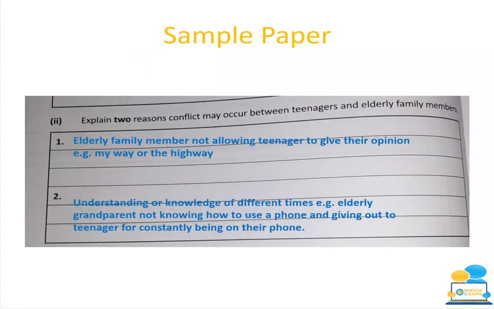Here is another sample paper. Explain 2 reasons conflict may occur between teenagers and elderly family members. So my first sample answer is an elderly family member not allowing teenagers to give their opinion, e.g. my way or the highway.